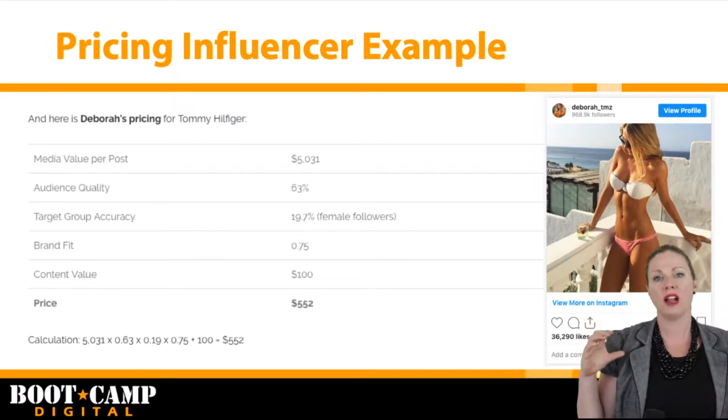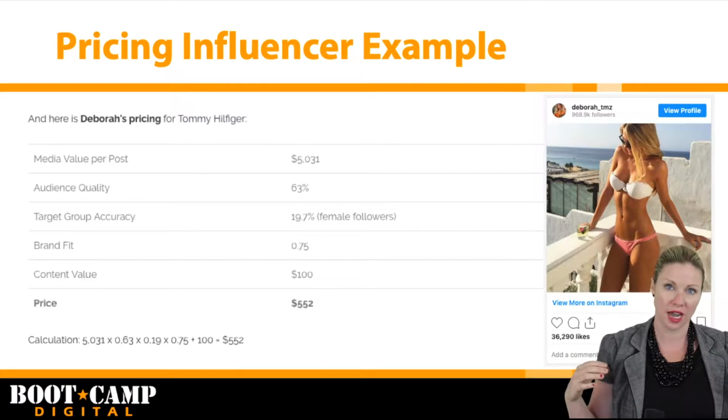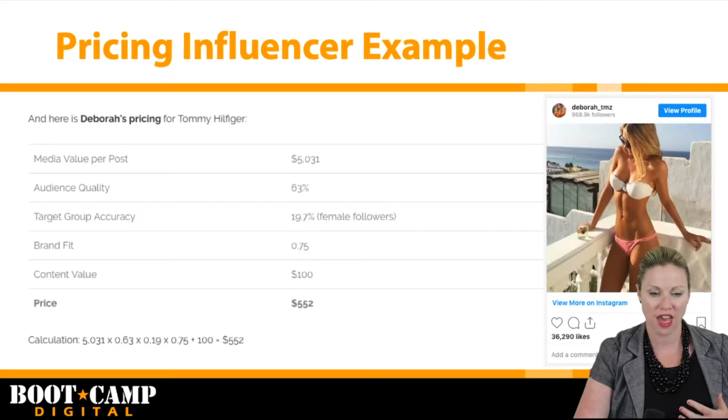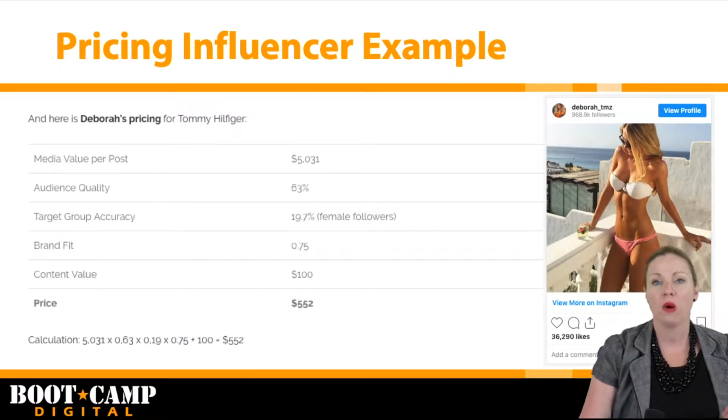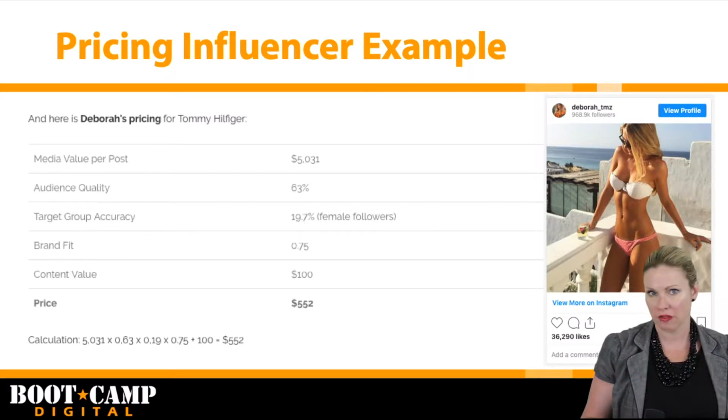So you can see here right away, two influencers with similar follower sizes have very different brand values to me by looking at all of the things that I care about. Now, if I were to take these two influencers and do the same math for a different brand, I could come up with totally different numbers.